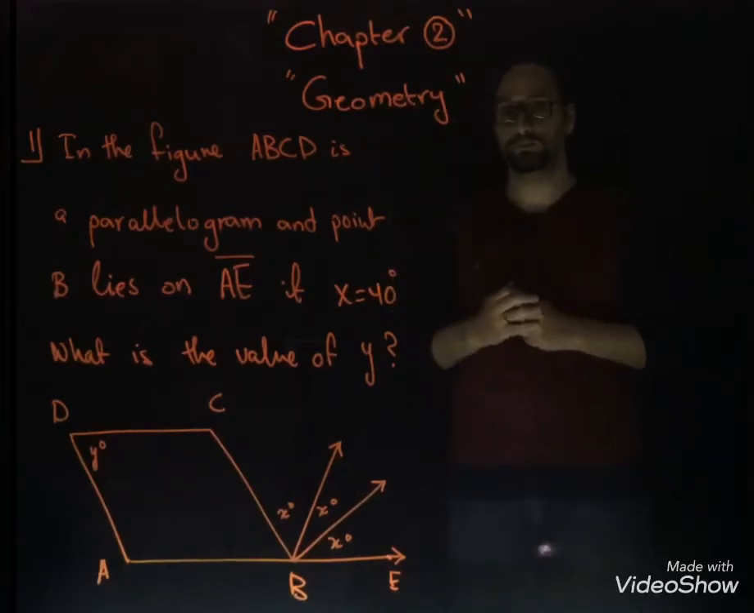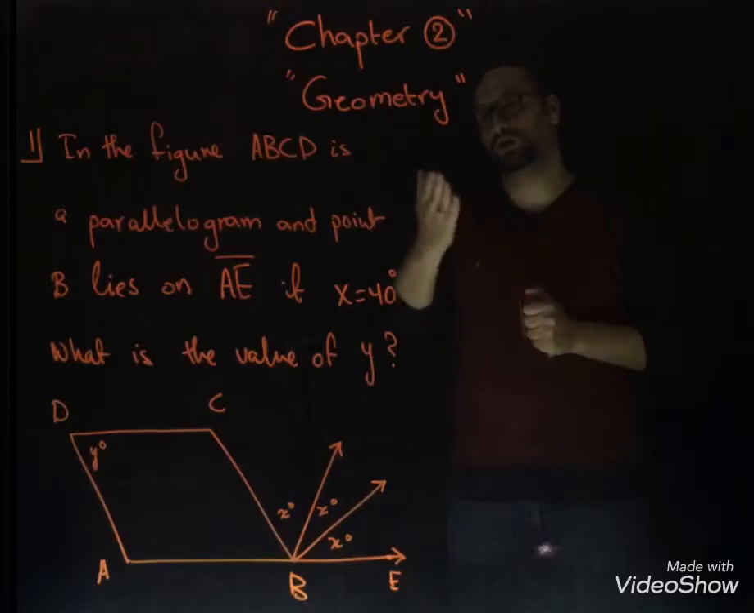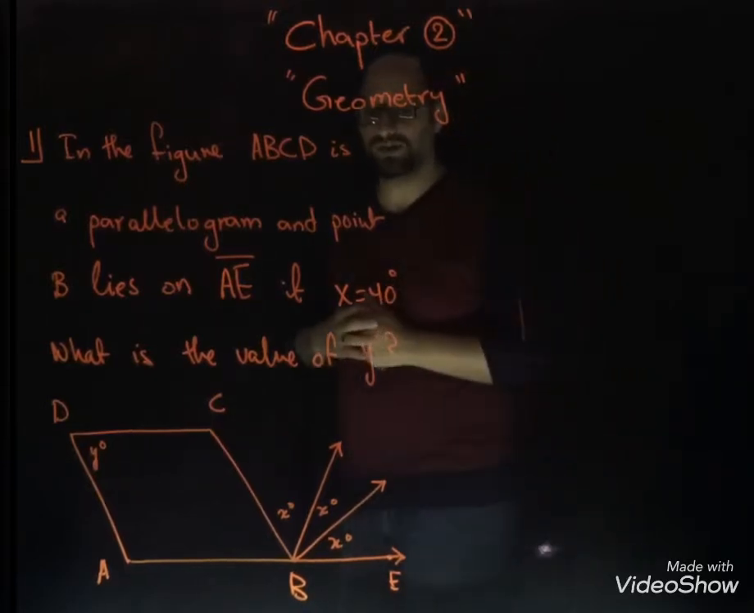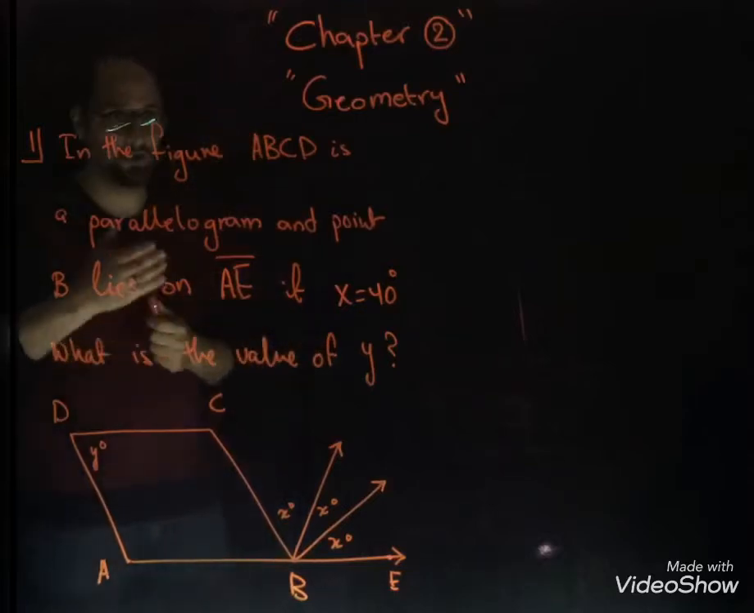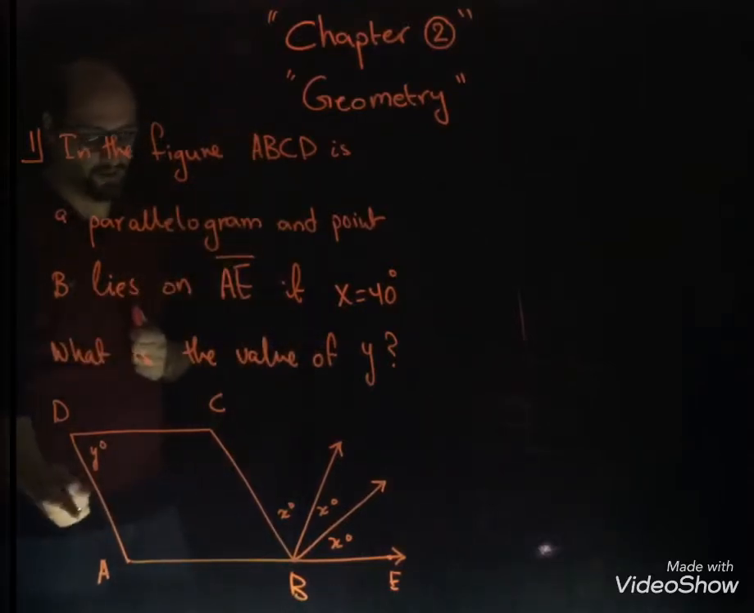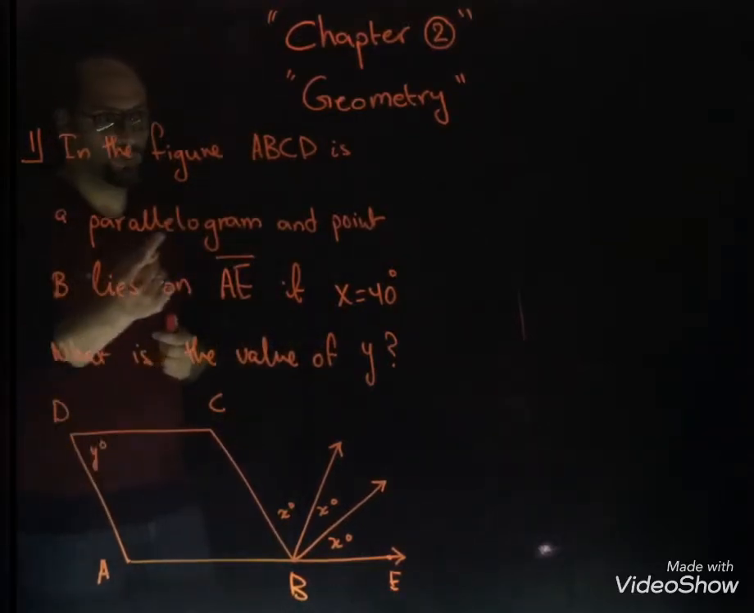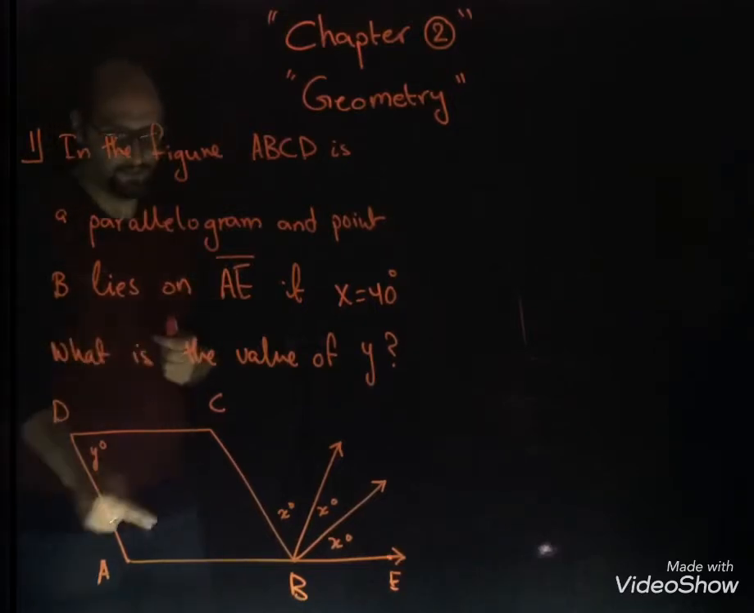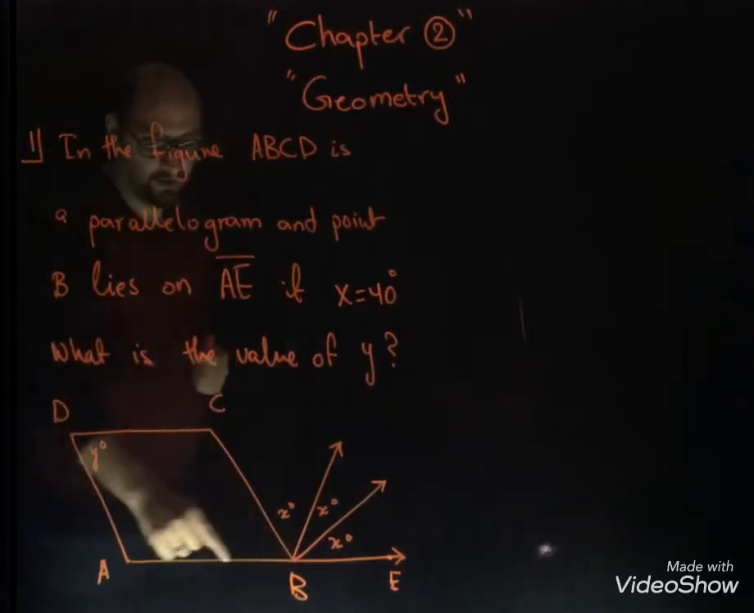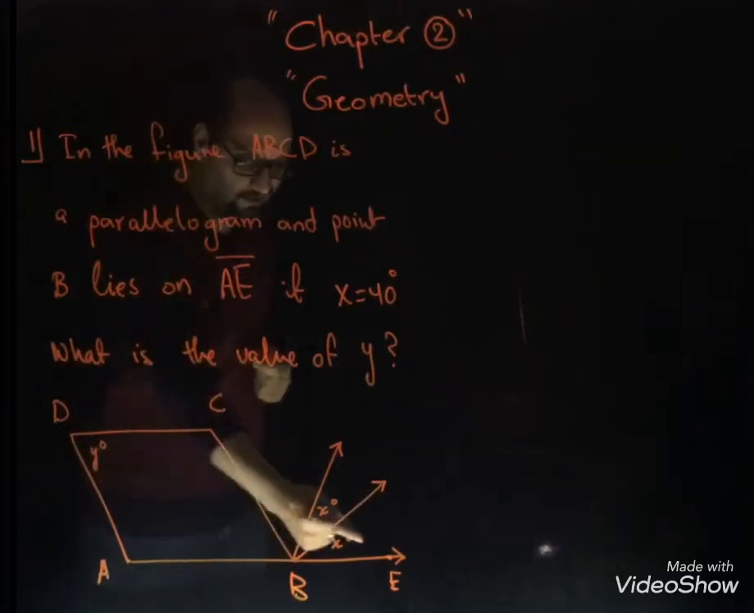It's chapter 2. It's talking about geometry. We will start with question number 1. In the figure ABCD, this figure, a parallelogram, and a point B lies on AE. A point B here lies on the line AE.